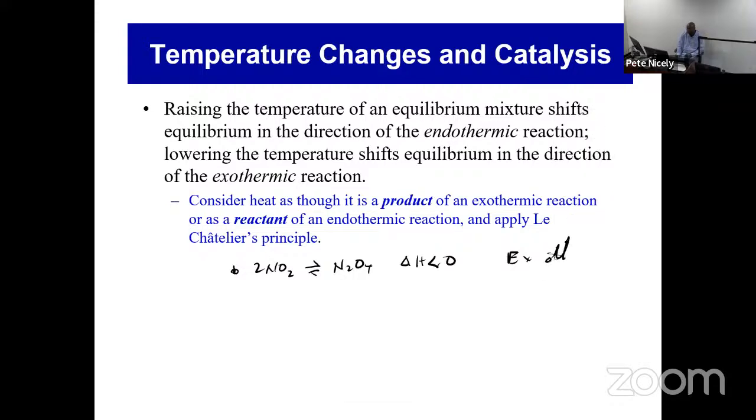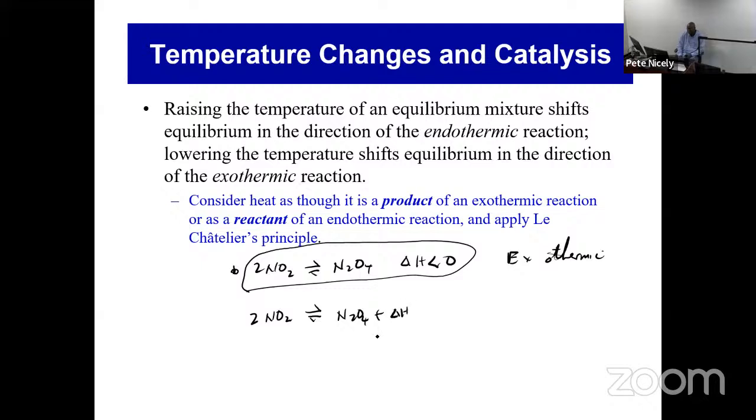Exothermic, all right? This reaction is exothermic. So instead of writing it like this, to represent that the reaction is exothermic, we can write it like this: 2NO2 to give N2O4 plus delta H, right? In other words, this is the amount of heat that is produced when the reaction goes from left to right, okay? So let's think about it in terms of Le Chatelier's principle.